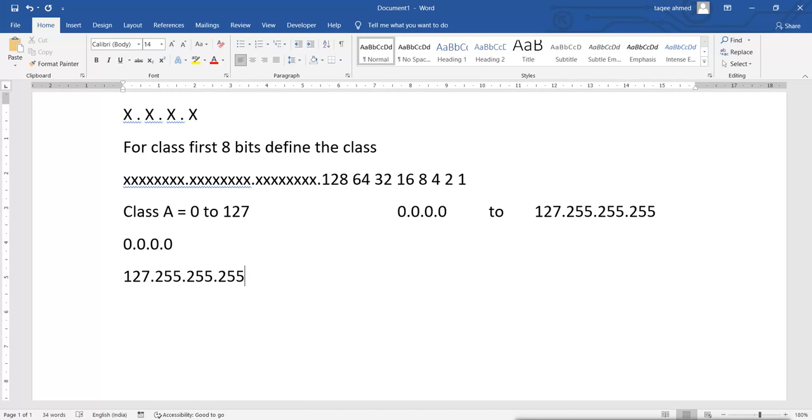But there is a small problem here in class A, and that is the number starting from 0. Now remember, in class A the first part is the network part and the other parts are host parts. Now if the network part itself is a 0, then the other host part is not valid. That means these IPs which you get here will not be valid. So the actual range for class A will start from 1. This is not usable.